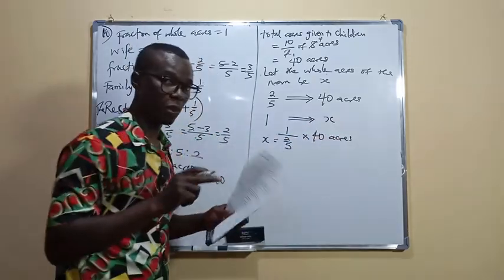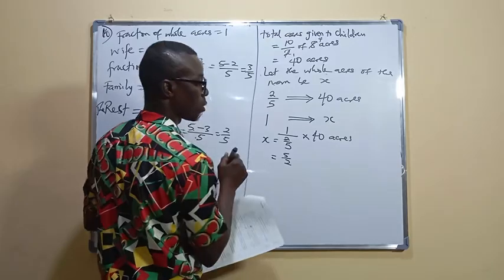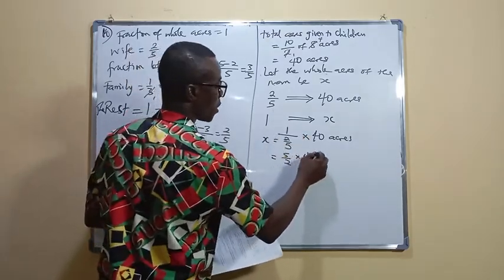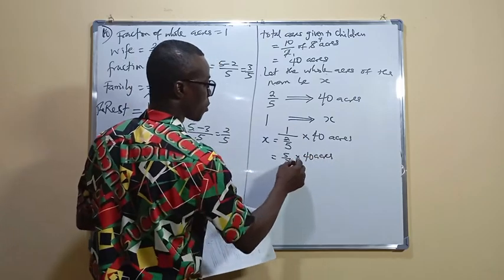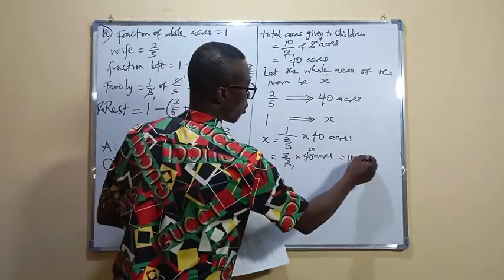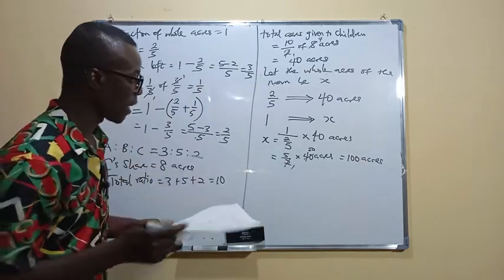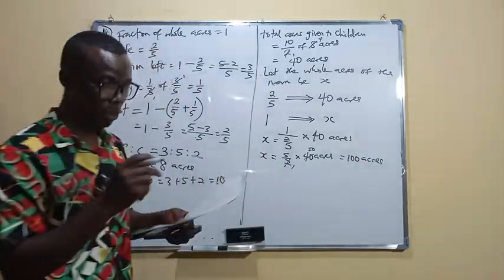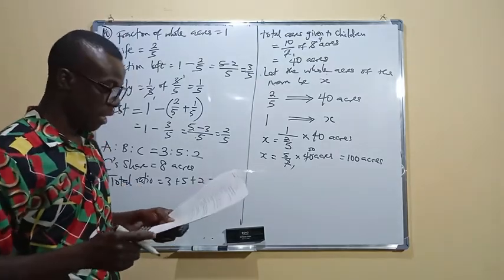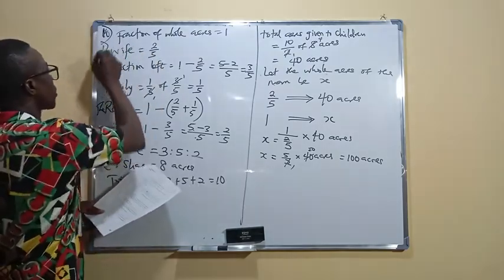Now, this is a trick and it works. So this is the same as saying 5 over 2. It swaps, 5 goes on top, and then times 40 acres. So I have 2 into 2 is 1, 2 into 40 is 20, 5 times 20, and that gives 100 acres. So it means the total acres, X, which is the total acres that the man left behind, is 100 acres. Now, this is the first part of the question.